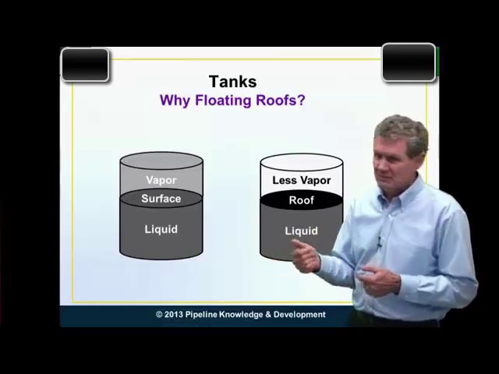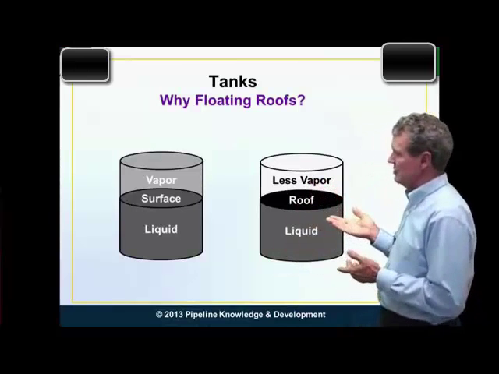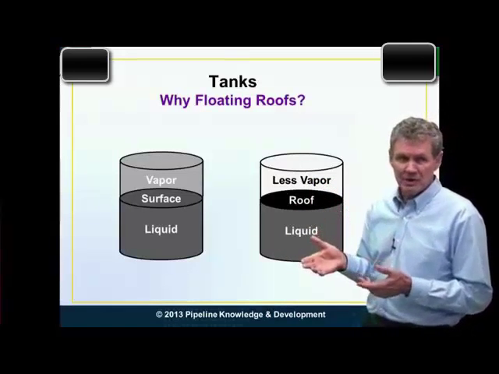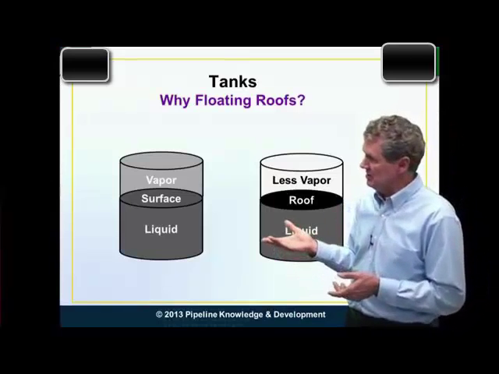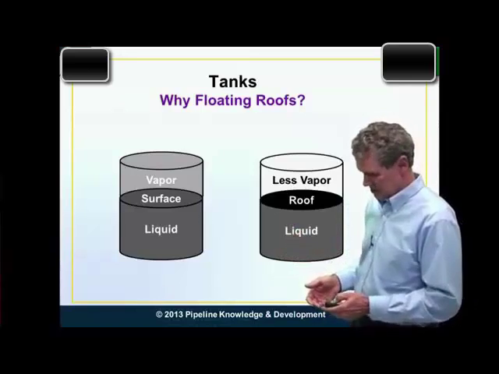It depends on the vapor pressure of the fluid, but it's very common to have a roof, and so it floats up and down, and above the roof there's no vapor, but there's less vapor than there would be if we didn't have a roof. So we have floating roofs on a lot of our atmospheric storage tanks.